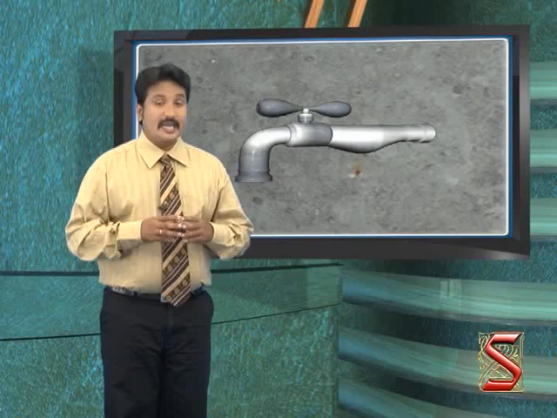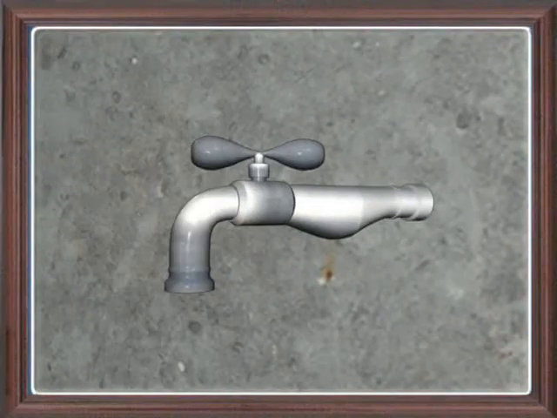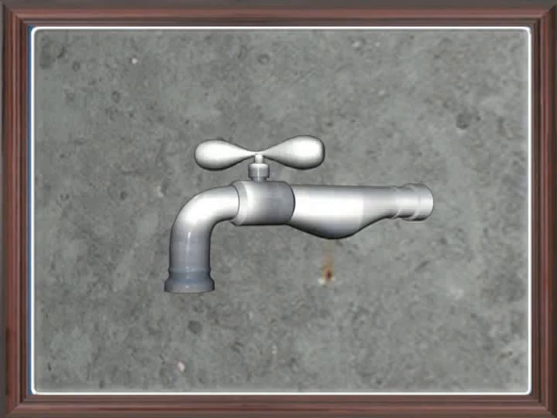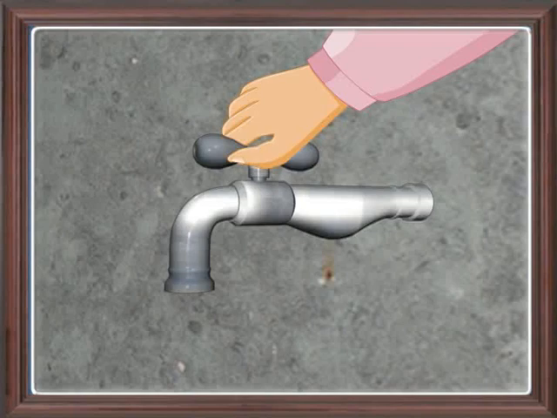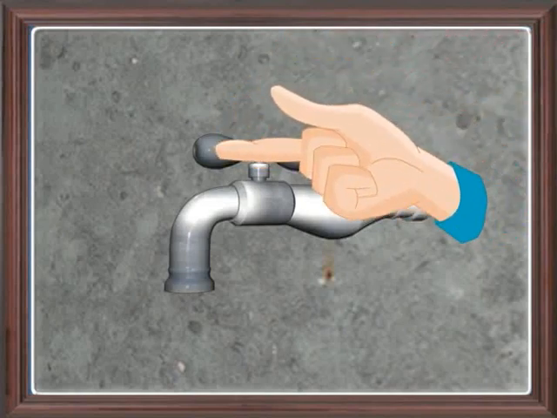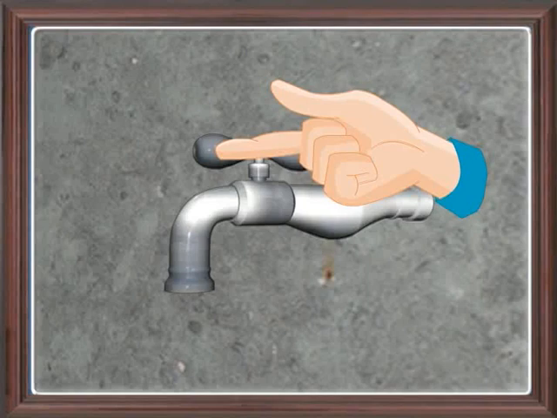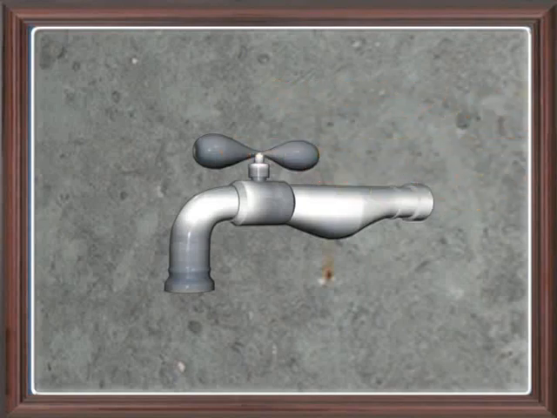Let us demonstrate an activity that most of us do in our daily lives. When we open or close a tap, we have to use a thumb and a finger. If we try to open or close the tap with one finger, we find it is very difficult to do so. In the above activity, we note that we have applied two forces that are equal in magnitude, but in the opposite direction to open the tap.